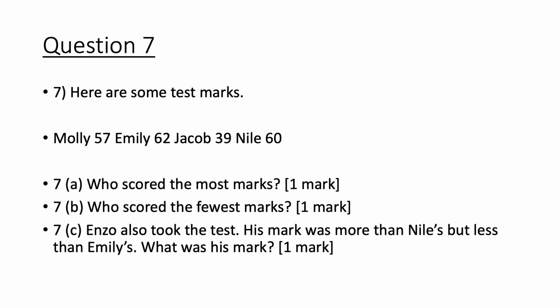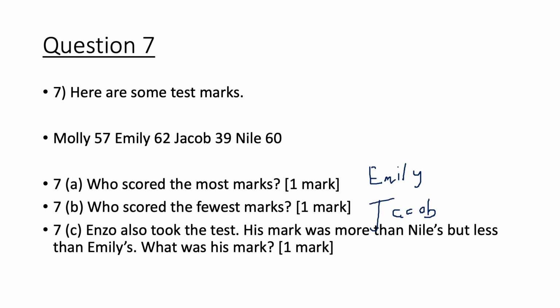This is question number 7. Here are some test marks. Molly got 57, Emily got 62, Jacob got 39, and Niall got 60. Who scored the most marks? Well, Emily did. So Emily got the highest marks for part A. For part B, it says who scored the fewest marks? It was Jacob. So fewest means the lowest marks. So Jacob scored the lowest marks on this test.